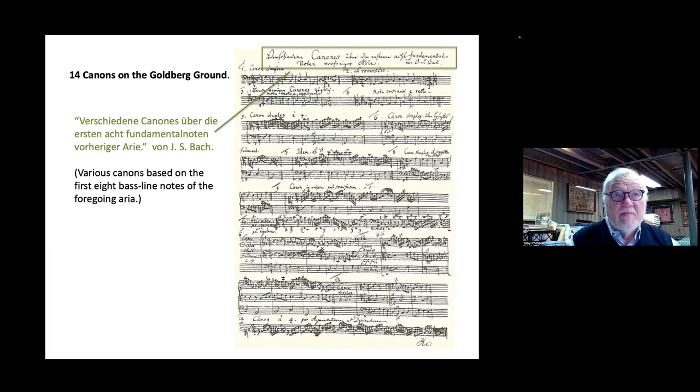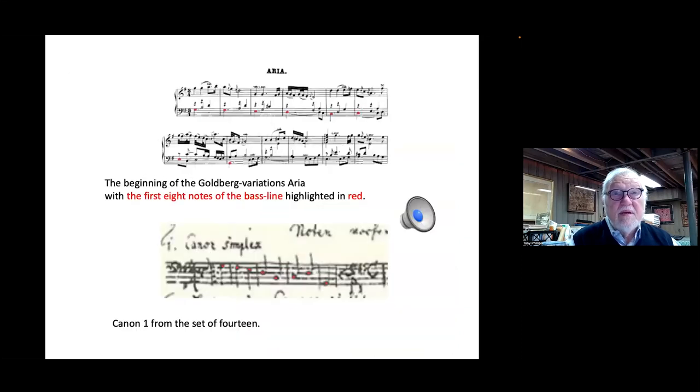Here's the page with Bach's title. This is in his handwriting: various canons based on the first eight bass line notes of the foregoing aria. The foregoing aria, this is the end of the Goldberg Variations. It was the aria in the Goldberg Variations. And until 1974, only that canon, the one in the painting, and then one other one that he'd written in someone's autograph book were the only ones that were known. So this was a big Bach discovery back in 1974.